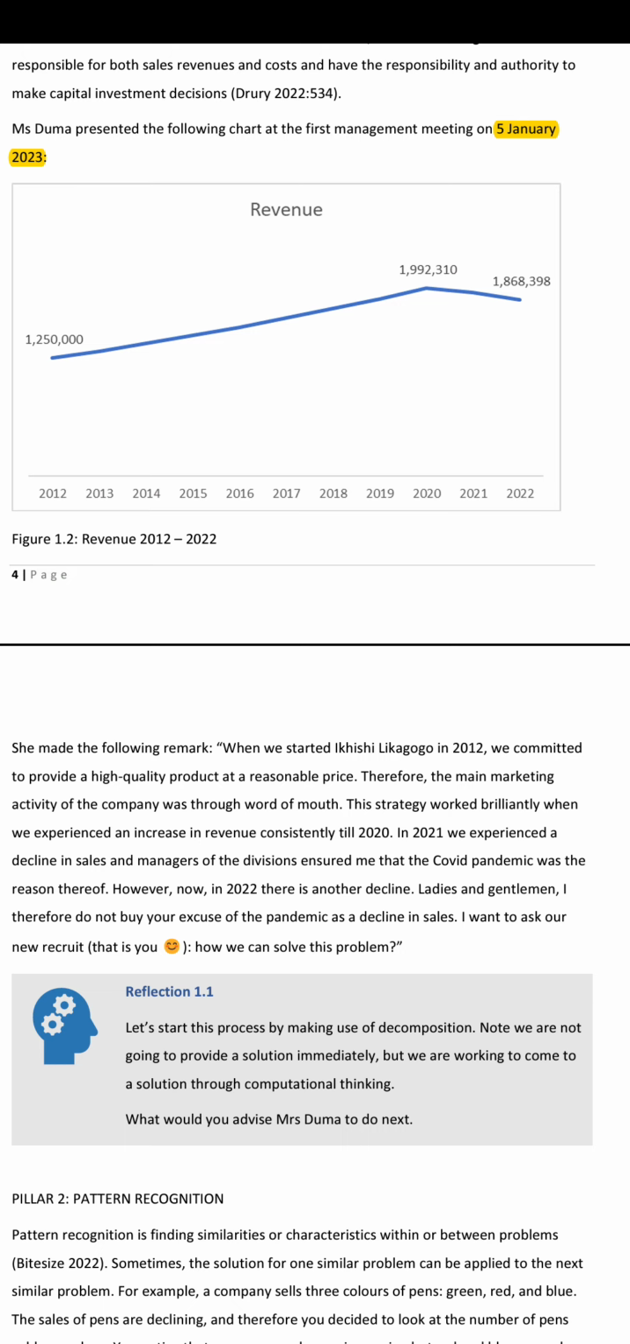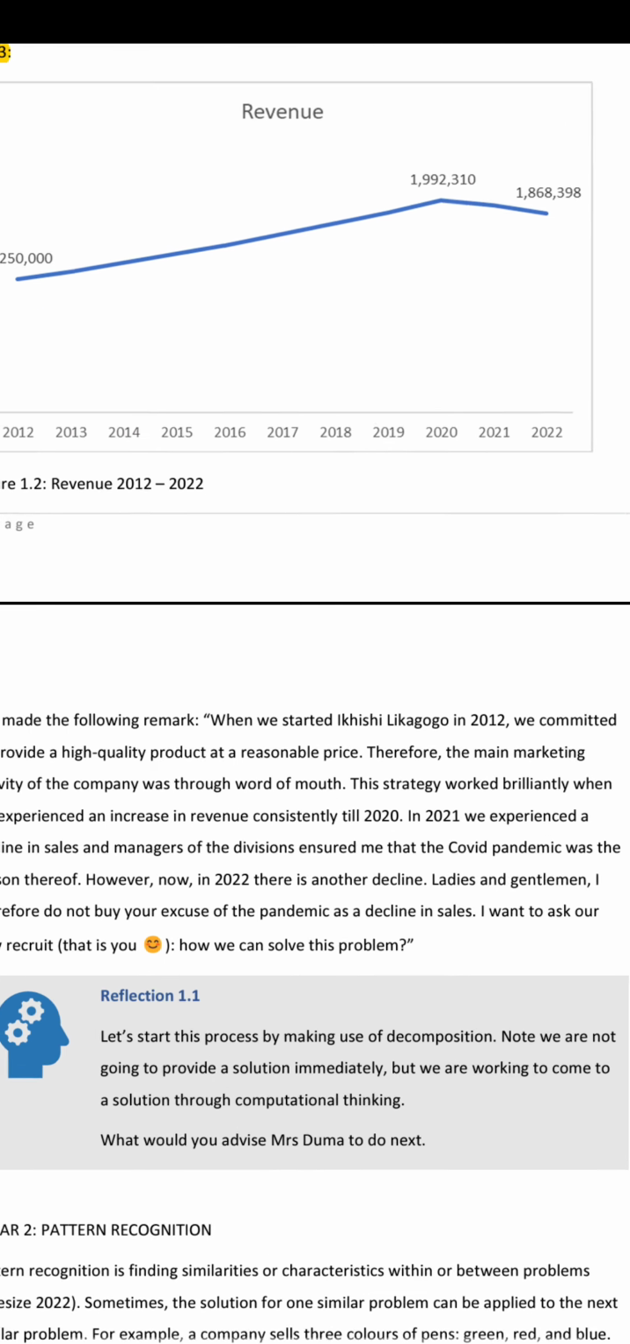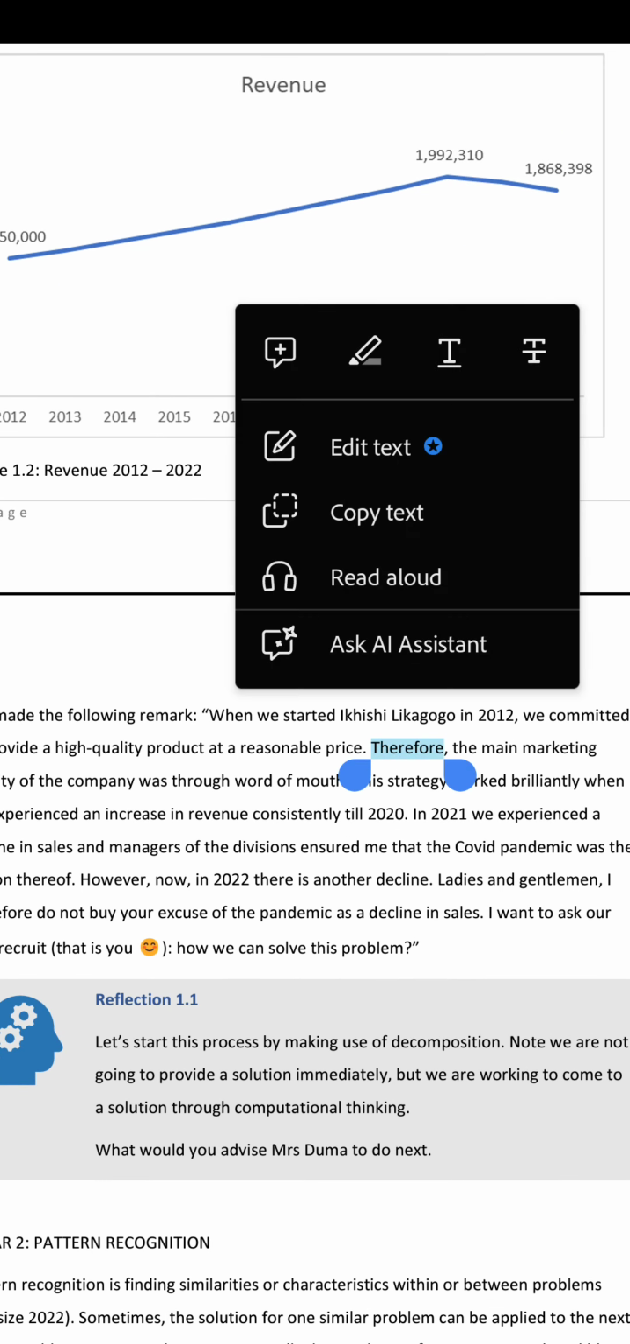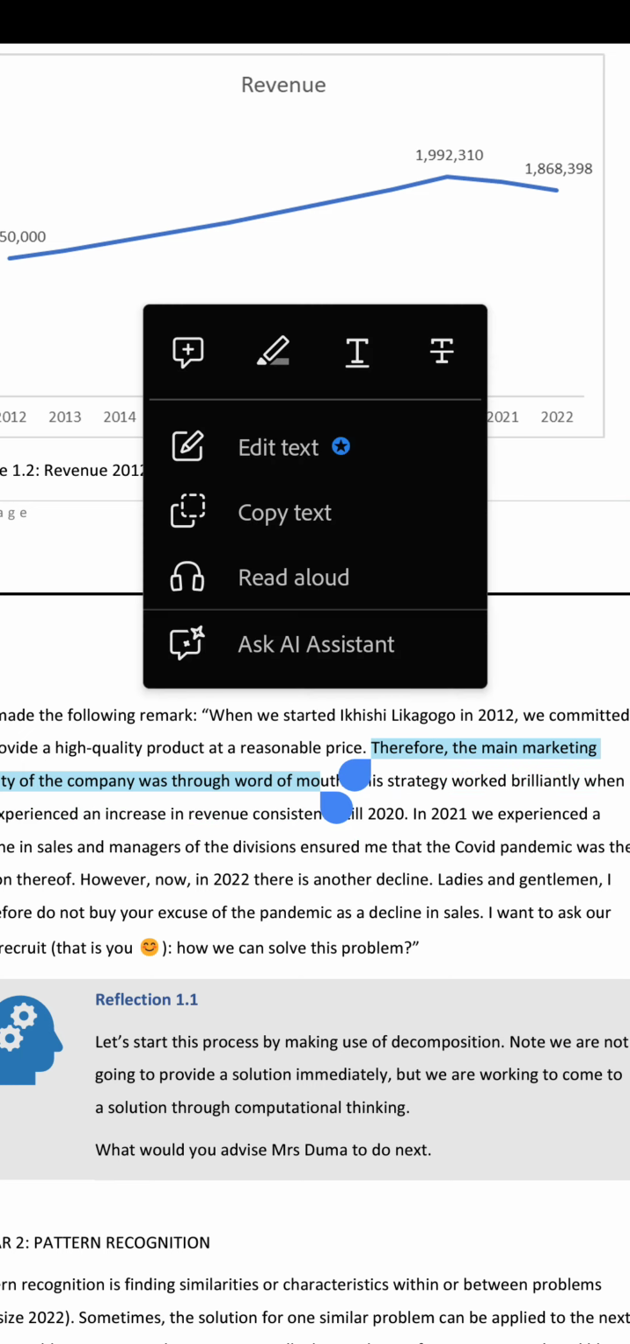So then, Mrs. Duma made the following remark, right? When we started the company in 2012, we committed to provide a high quality product at a reasonable price. Therefore, the main marketing activity of the company was through word of mouth. Okay, so that is brilliant for us to understand. And I would just say, let's highlight that as well.